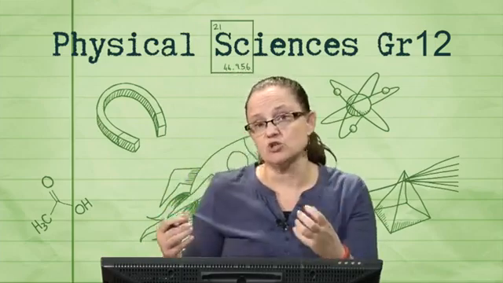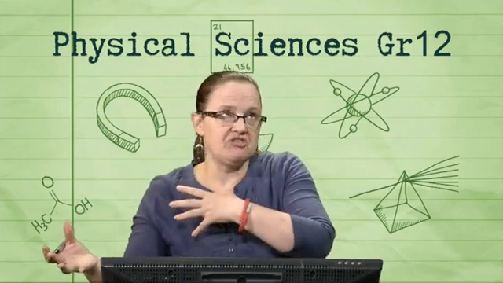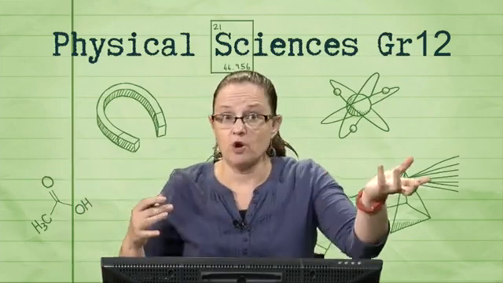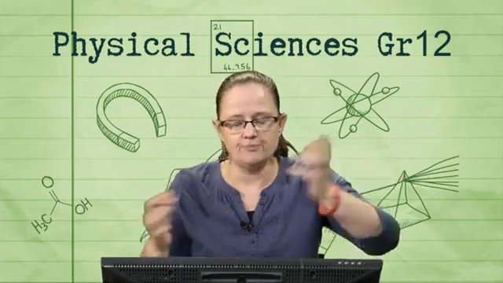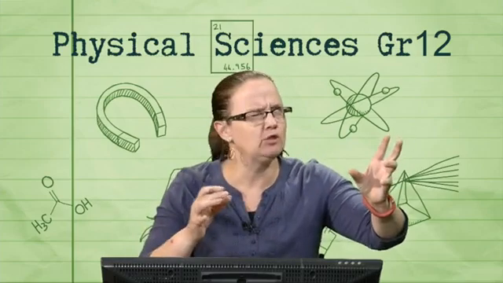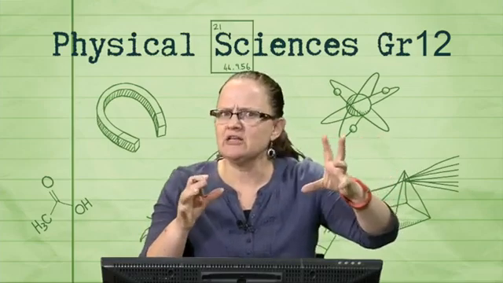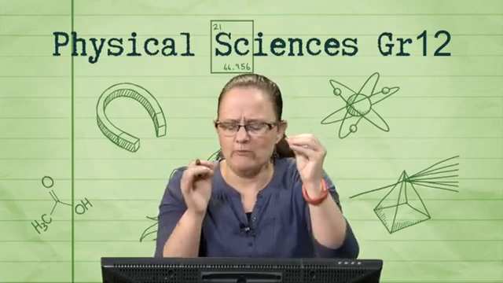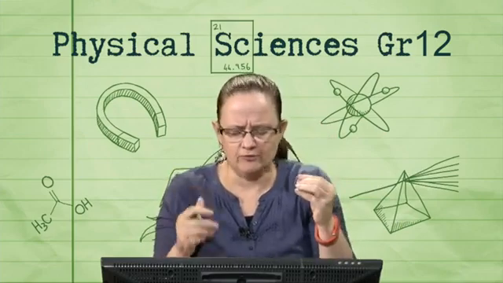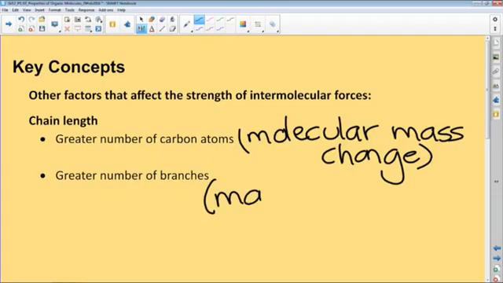The second way I can do that is by changing the number of branches, so going from butane to methyl propane. I'll get that eventually. Methyl propane. There we go. It's a big mouthful for me. But what that means here is that the mass is constant.